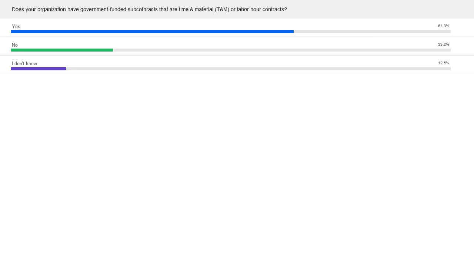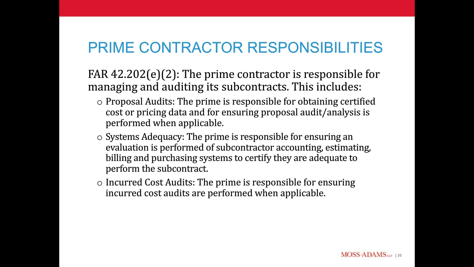So let's move on to your responsibilities as a prime contractor with a T&M contract. Basically, you have various requirements under FAR 42.202. You have to conduct incurred cost audits. You also are required to perform pre-award audits, or proposal audits, and systems adequacy reviews are also a requirement on you. And of course, these are requirements that you have to face as a prime contractor in dealing with your government customer. So essentially what we're dealing with here are flow-down requirements.